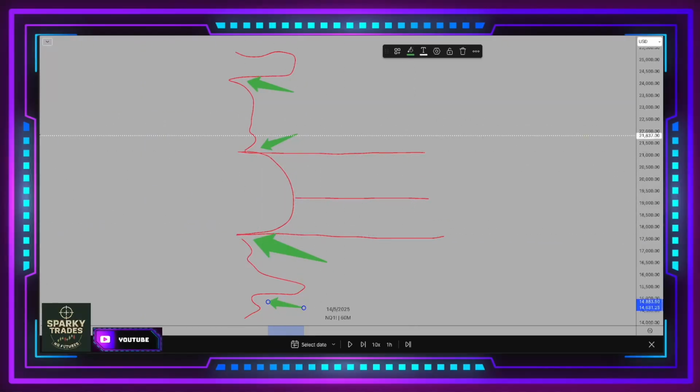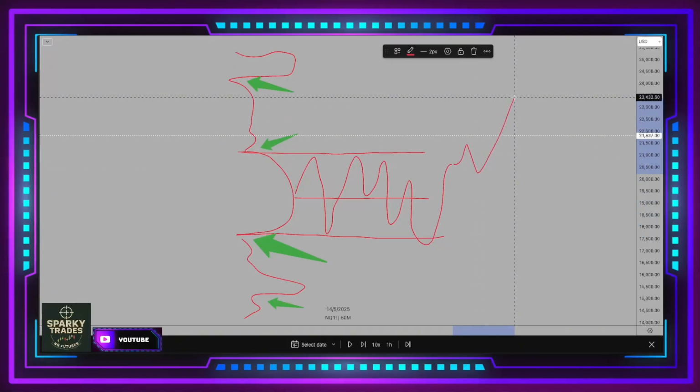So why does this matter? Well, because 70% of the time, price stays in balance. So it's going to do something like this until it decides to leave this area. And when it does, we're in a price discovery in search of a new value area.